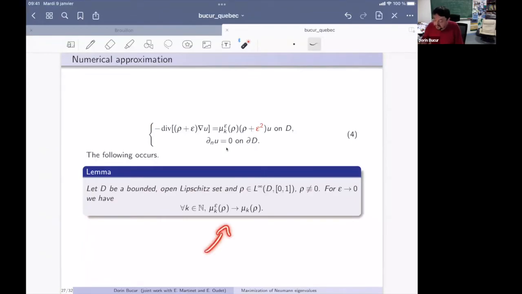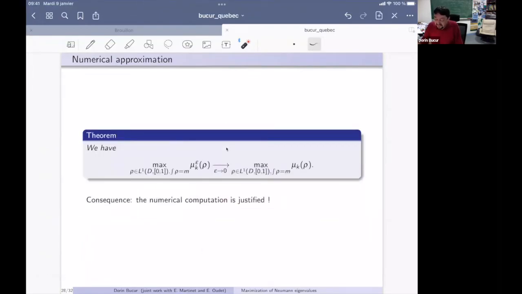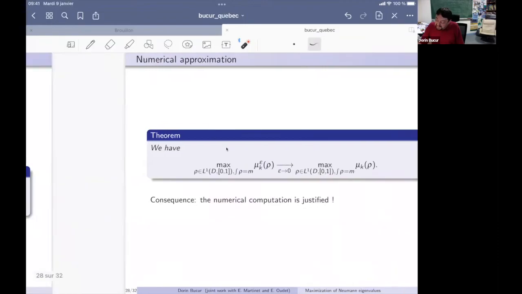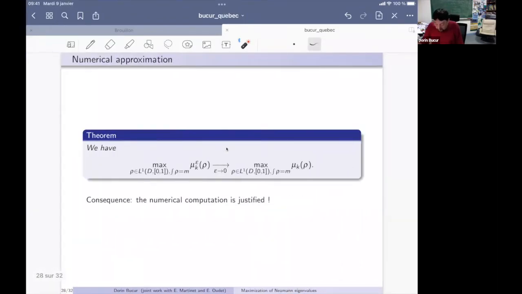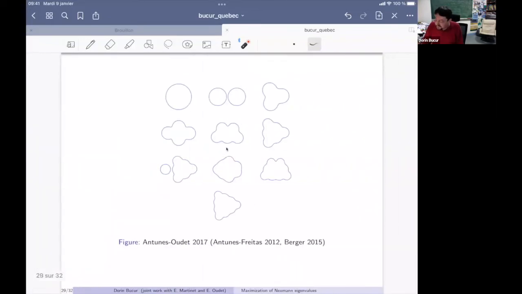However, this is true. Now, the question is, what happens if we fix epsilon and we maximize mu_k for the penalized problem with the two values, epsilon and epsilon squared? We can also prove that the maximizer that we find here should converge to the maximum of the original problem. And somehow this means that the numerical computation is justified. And now my last slide is to show you what we have done.